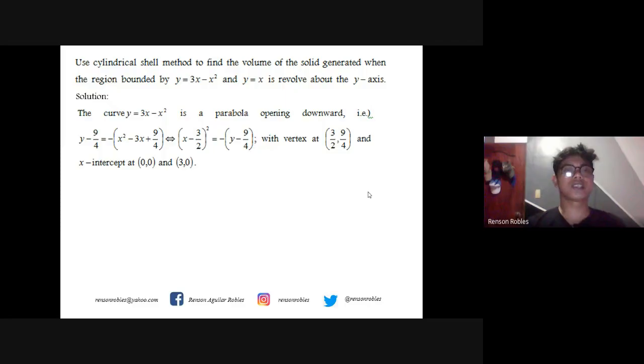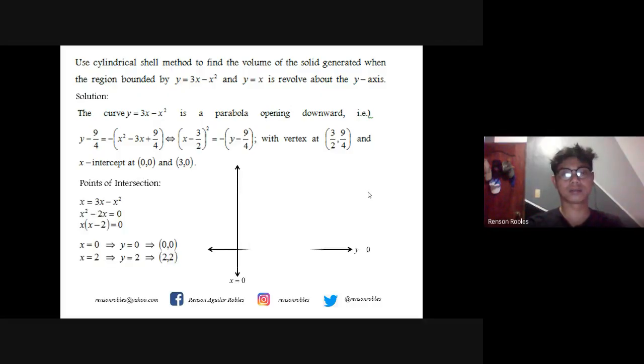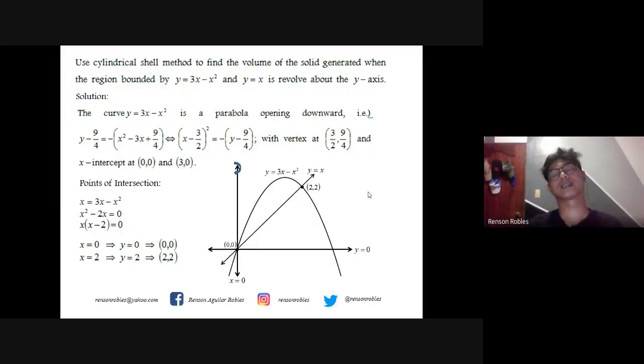So we use the cylindrical shell method to find the volume of the solid generated when the region bounded by y equals 3x minus x squared and y equals x is revolved about the y-axis. Again, I have already presented this to you last time in finding the area. So we just recall the points. So this is how you trace it. And this time, the axis of revolution is the y-axis.